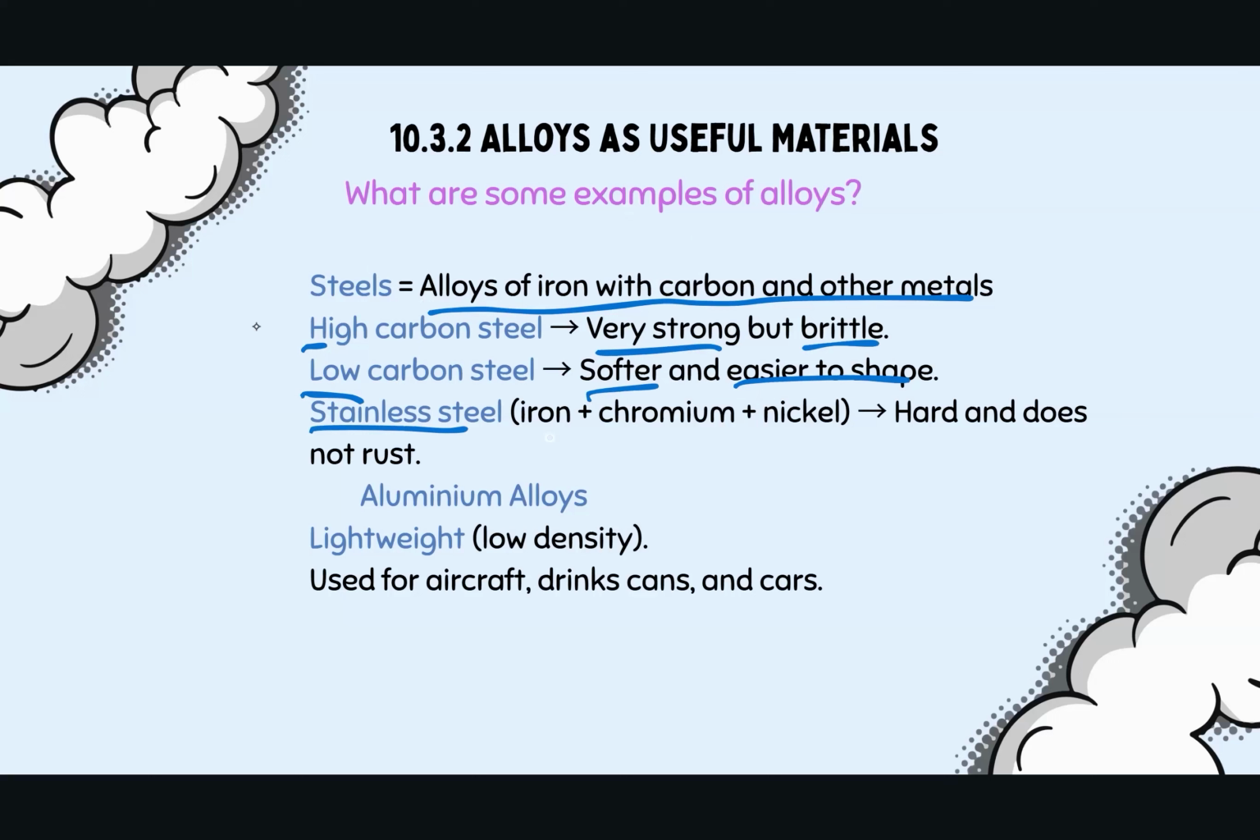Stainless steel is iron with chromium and nickel. That's hard and it does not rust, so it's rust proof. Aluminium alloys are really good for use in aircraft, drink cans, and cars because it's low density. Not particularly heavy, so it's perfect for an aircraft or a car as well.